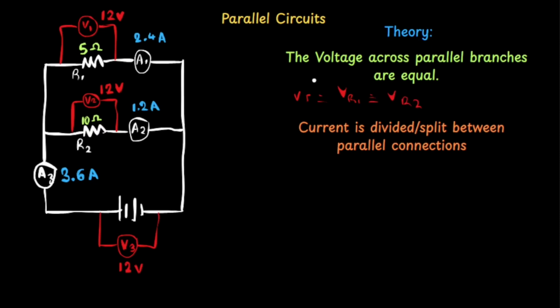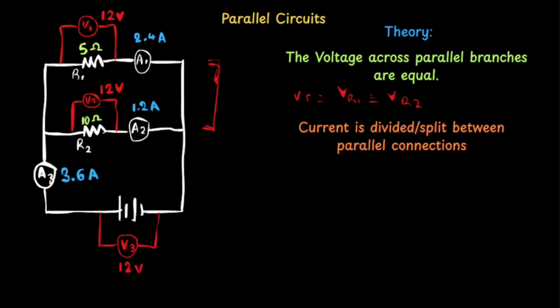So simply put, if this was my parallel connection only, the voltage across R1 would be equal to the voltage across R2. That is very, very important. It's going to allow us to approach this type of circuit with knowledge that we can apply. The second important bit of theory is that current is divided in this type of circuit. This type of circuit is what we call a current divider.